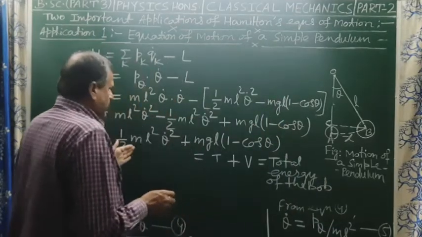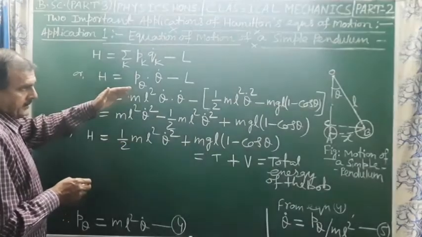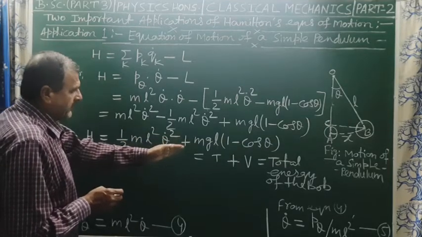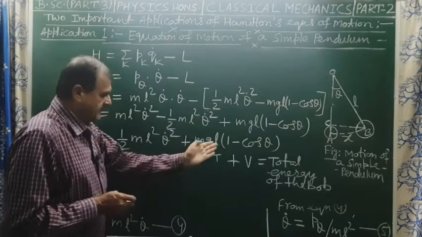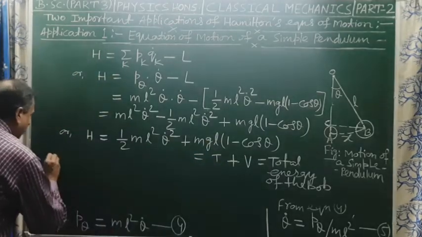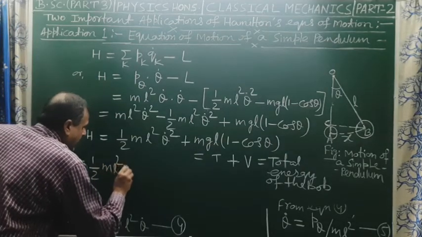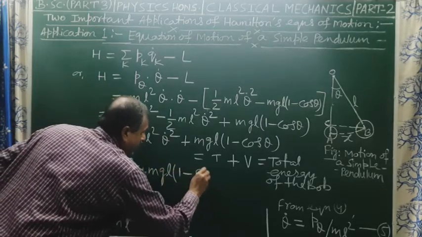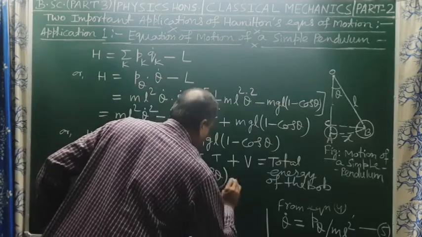So this is the Hamiltonian equation. The Hamiltonian function for a simple pendulum is H equal to 1/2 ml square theta dot square plus mgl(1 minus cos theta), which is T plus V. This is kinetic energy and this second term is potential energy. Finally the Hamiltonian is 1/2 ml square theta dot square plus mgl(1 minus cos theta), and this is equation number 6. After 5, this is equation number 6.